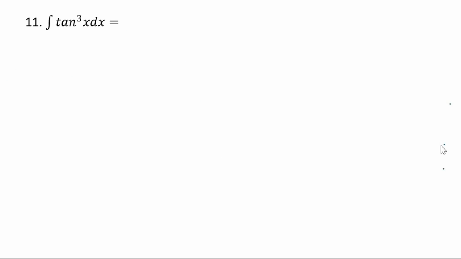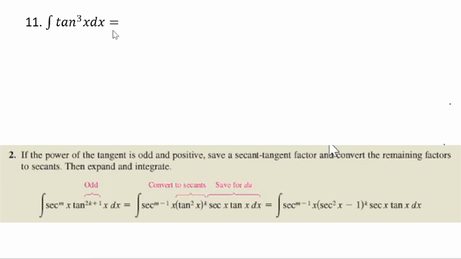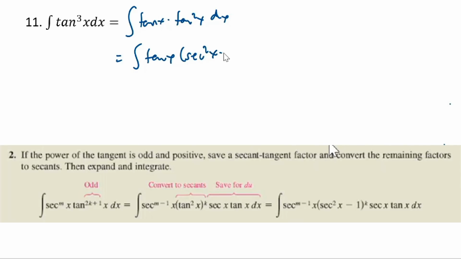Okay, number 11 is the integral of tangent cube x dx. So in this example, we're going to factor out that one as the integral of tangent x times tangent squared x dx. So we can write now tangent x times the identity of tangent squared x, which is secant squared x minus 1 dx.